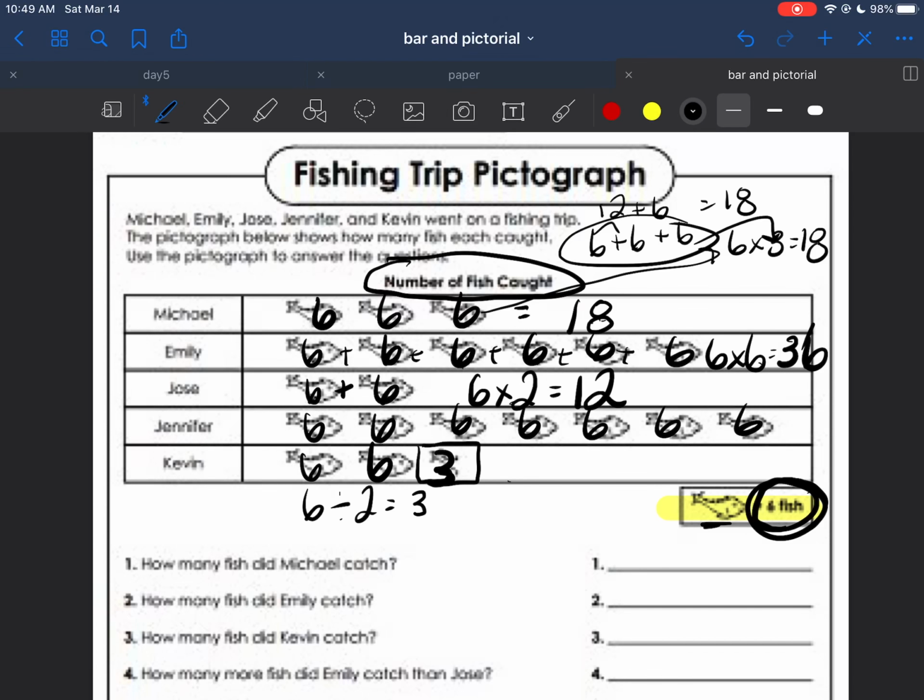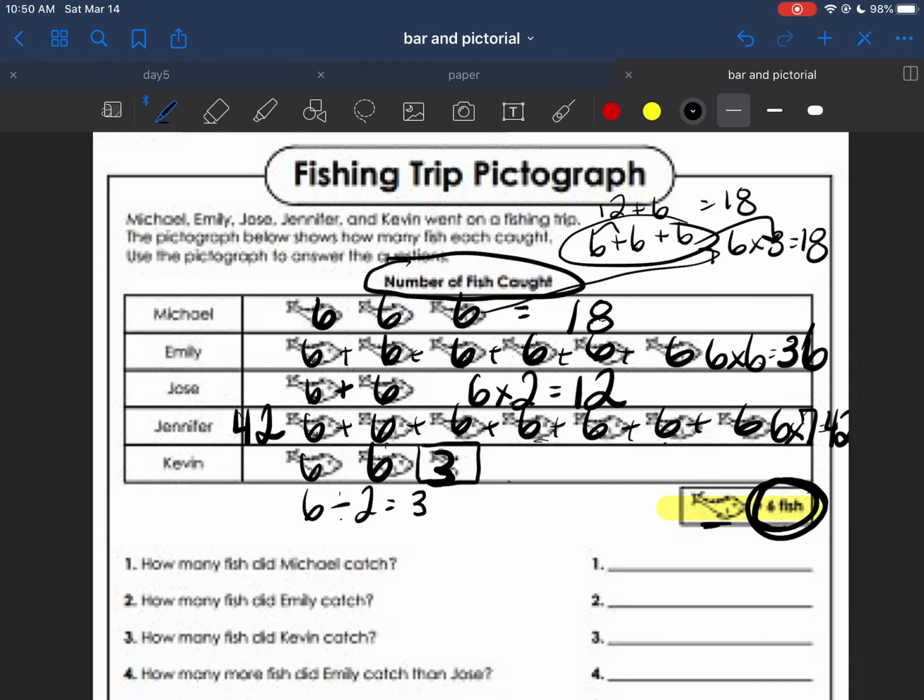Let's check Jennifer. I could add 6 plus 6 plus 6 plus 6 plus 6 plus 6, or I'm going to use multiplication. 6 for each fish times how many fish? 1, 2, 3, 4, 5, 6, 7. 6 times 7 is 42. So Jennifer has caught 42, and I'm going to write it here since I ran out of room.